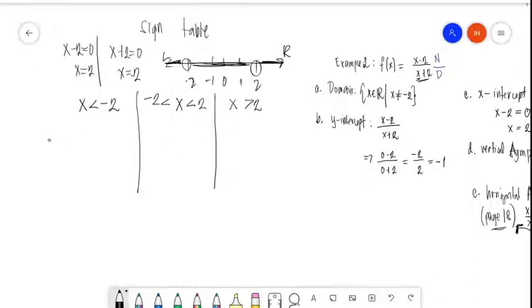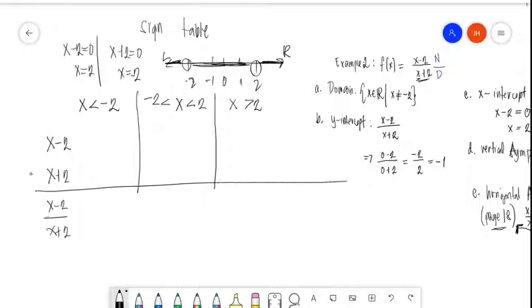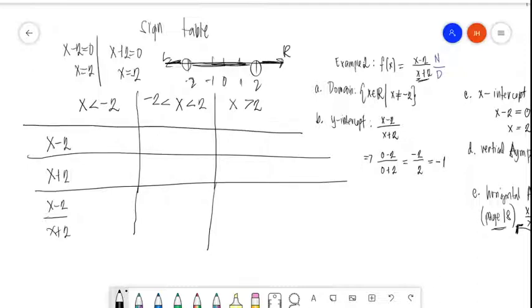Now x minus 2 is our numerator, x plus 2 is our denominator, and x minus 2 over x plus 2 is our function. Before that, we first have our x. If you ask me, ma'am, it's just the same as the sign table on page 16. Yes, but we can have different x values.